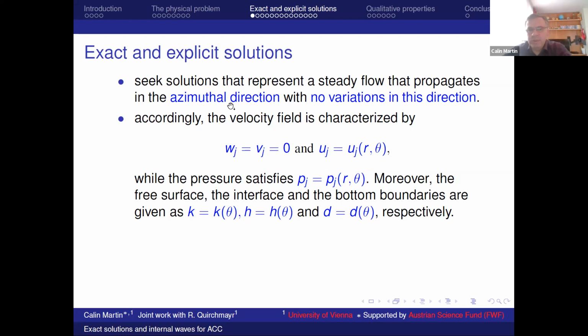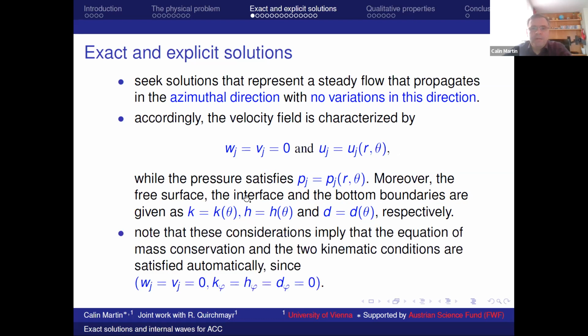So this is what we understand by a flow that has an azimuthal variation, that it is in the azimuthal direction. So this is the azimuthal component, uj, but it presents no variation in this direction. So it does not depend on the angle phi. Again, j here is from 1 to 2, so it corresponds to the two layers into which the domain is divided. And as well, we require that the boundaries of the domain, K the surface, and D the bottom, as well as the interface, do not depend on phi, so they don't present a variation in the azimuthal direction.